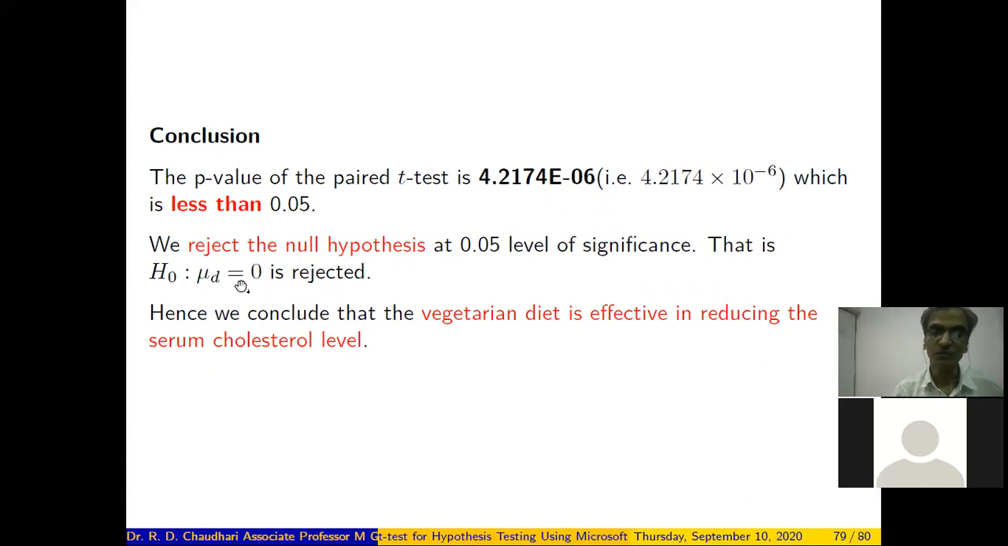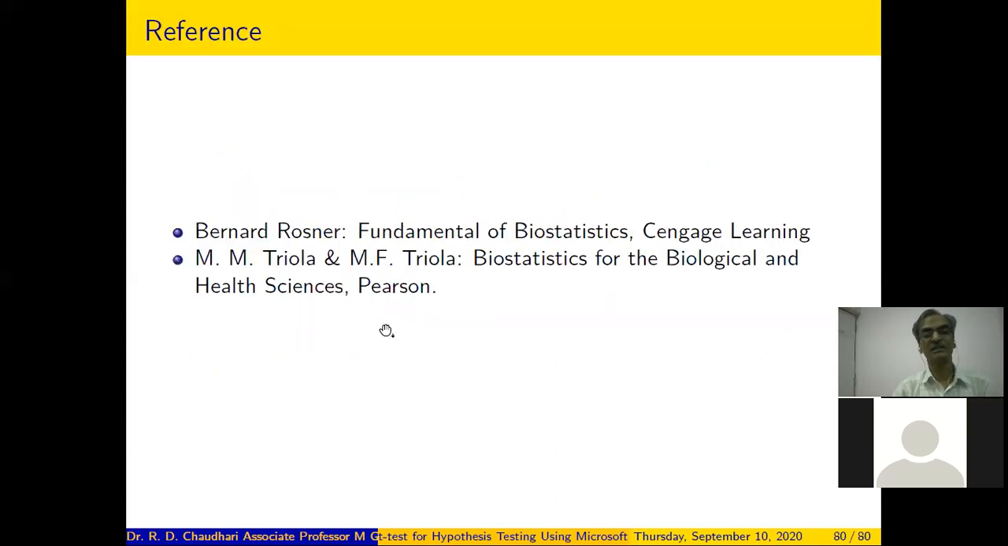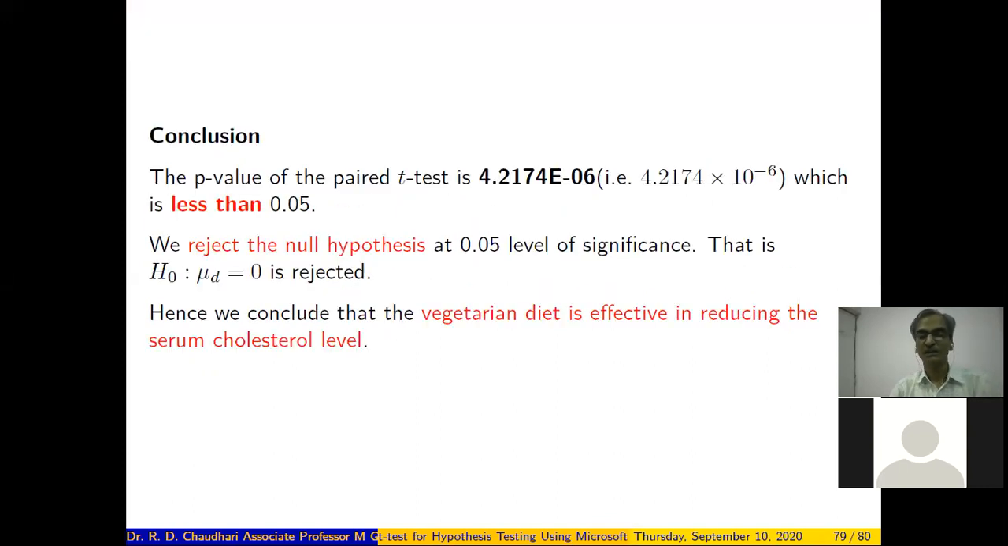Now when mu1 minus mu2 equal to 0 is rejected, we conclude that mu d is not equal to 0. That means mu d is greater than 0. So the vegetarian diet is effective in reducing the serum cholesterol level.